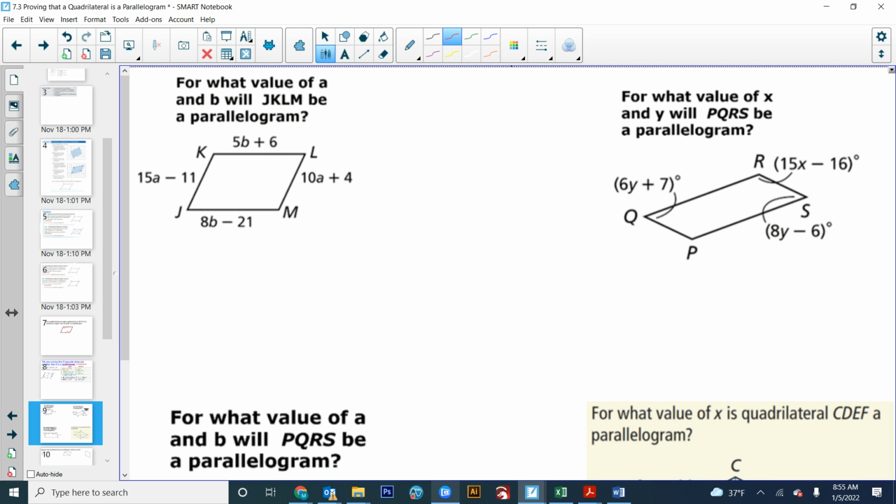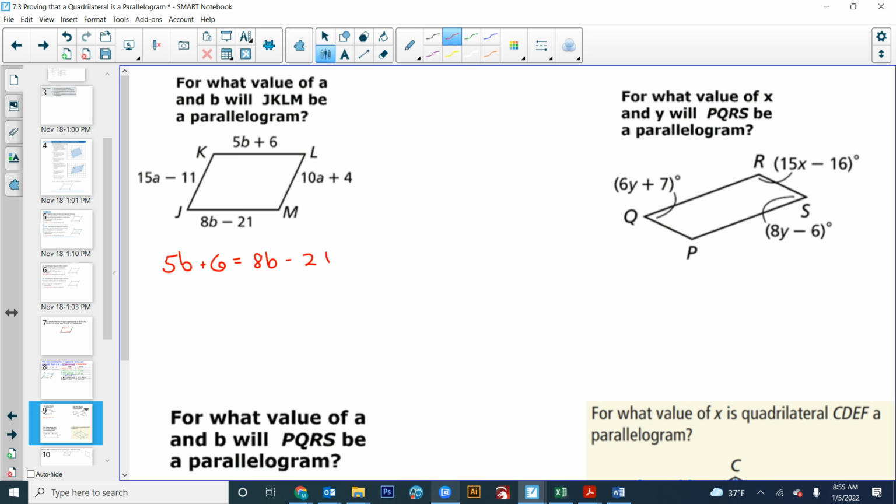Well, if I see this side has B's in it, this side has B's in it, A's and A's, it probably makes sense if we're going to set them equal and see what value of B would make them equal, right? Find B, find A, and that would be the only values that would make this a parallelogram. So we're going to set them equal. So 5B plus 6 equals 8B minus 21.